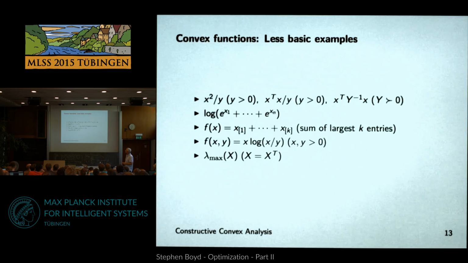We're going to see that this comes up in interesting ways. It's an interesting function because if k is 1, it's the largest, so it's the maximum, and we already knew that was convex. If k equals n, it's the sum, which is convex because it's a linear function. So this says the sum of the top 5 entries is going to be convex. Here's one: x log x over y, with x and y positive.